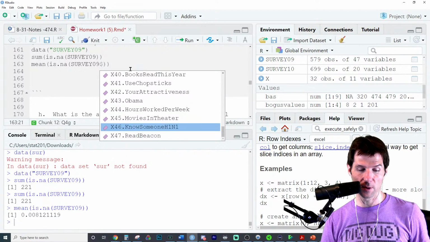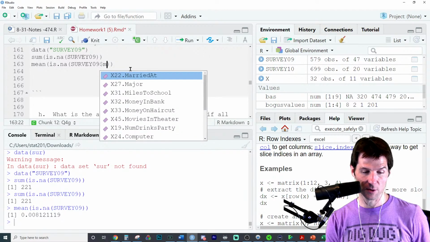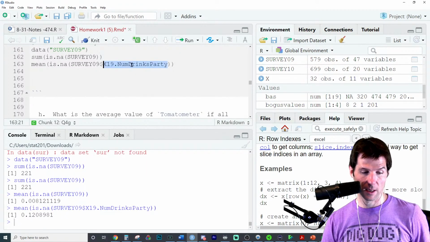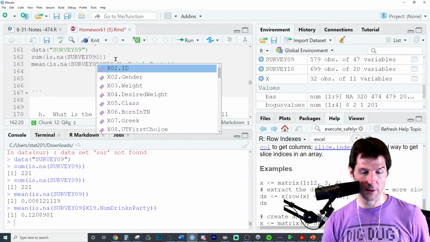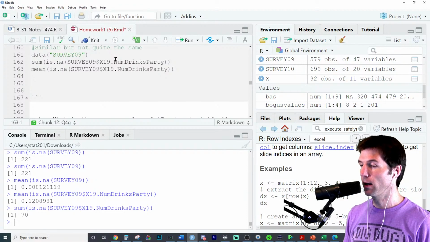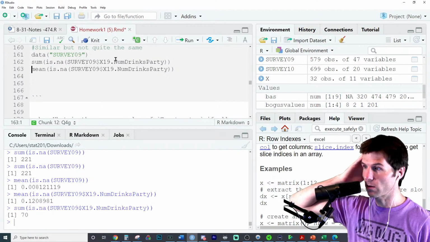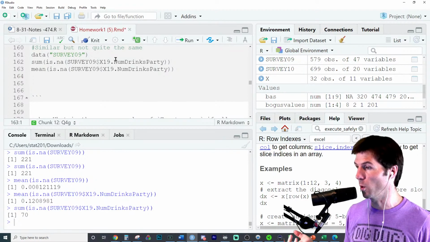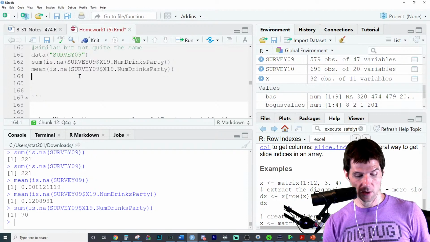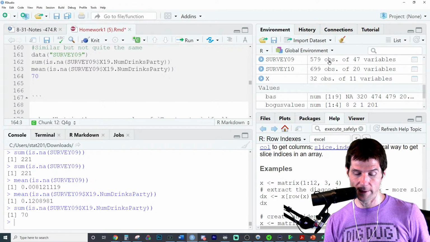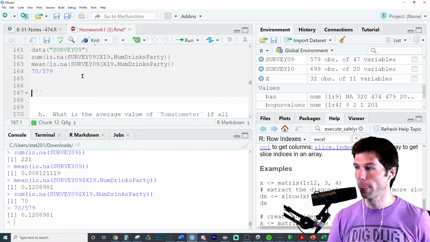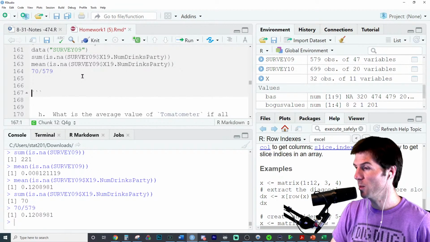With vectors, like if I want to look at whether someone is married or drinking, I think the drinking questions have it. Number of drinks at a party, yes. In this vector, there were 70 people who did not answer the question, how many drinks do you have at a party? Maybe they just don't drink or didn't want to answer. Who knows why, but we don't have their information. The survey has 579 people in it, so 70 would be 12.08%. This is what we've been doing for 201 a little bit with frequencies.